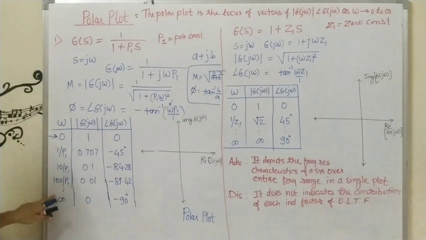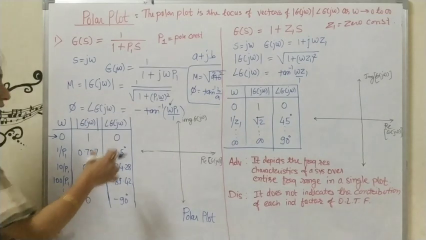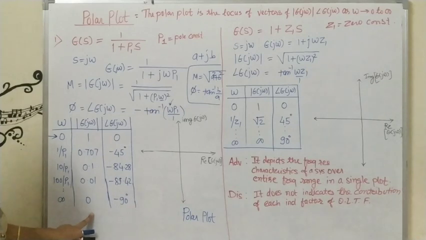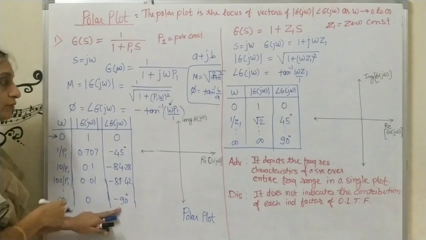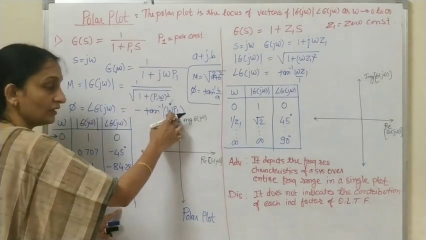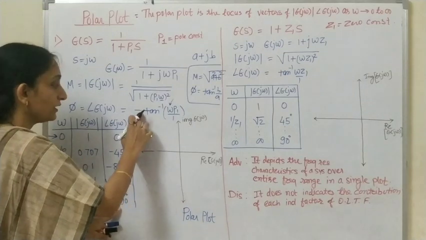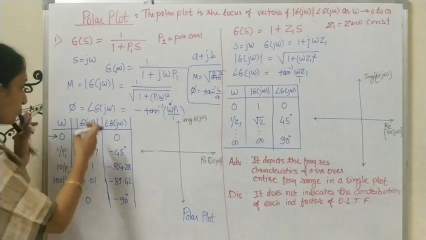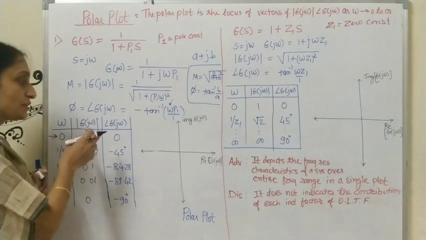So look at this. Here the last value I have taken as infinity. So when I put infinity here, 1 by infinity will be 0, so magnitude will be 0. And what about angle? Tan inverse of infinity is actually 90 degree, but here minus sign is there, so this will be minus 90 degree. I hope you got the concept of magnitude and angle.